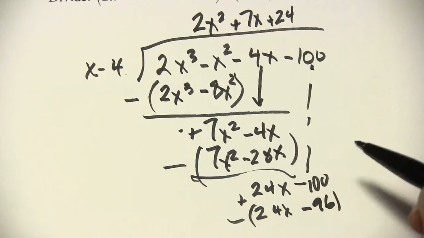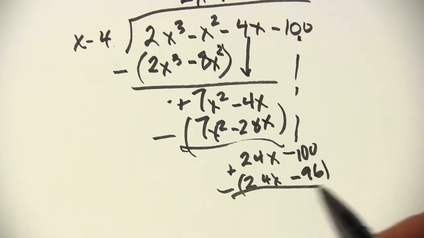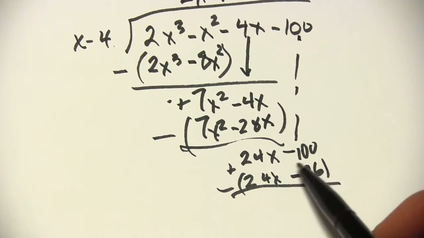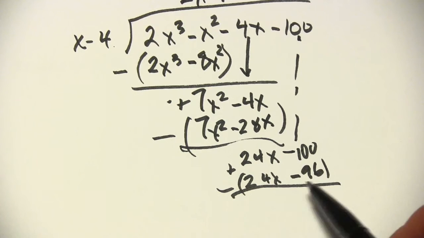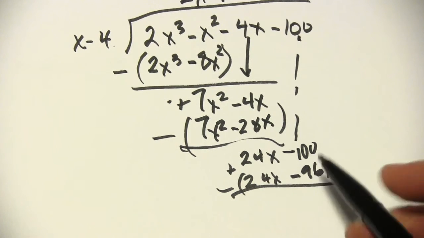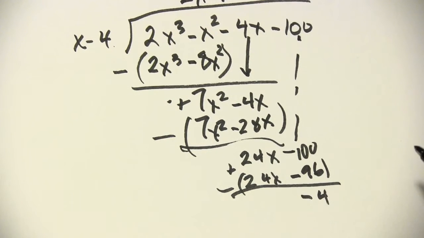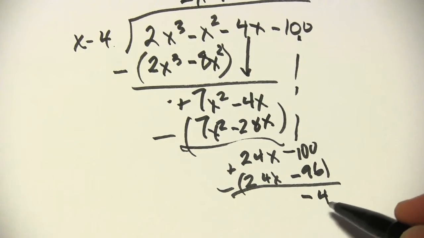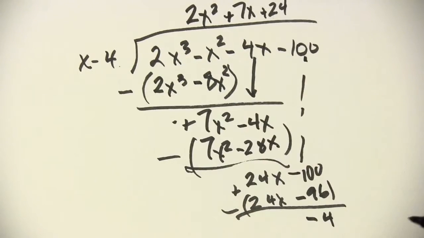And then we'll subtract this term. And what we get is, well, 0 here, 24x minus 24x. And we get a negative 100 minus a negative 96. That's negative 100, plus 96. That comes out to minus 4. We can't really do anything with that. There are no x's in it, so we can't divide any further.